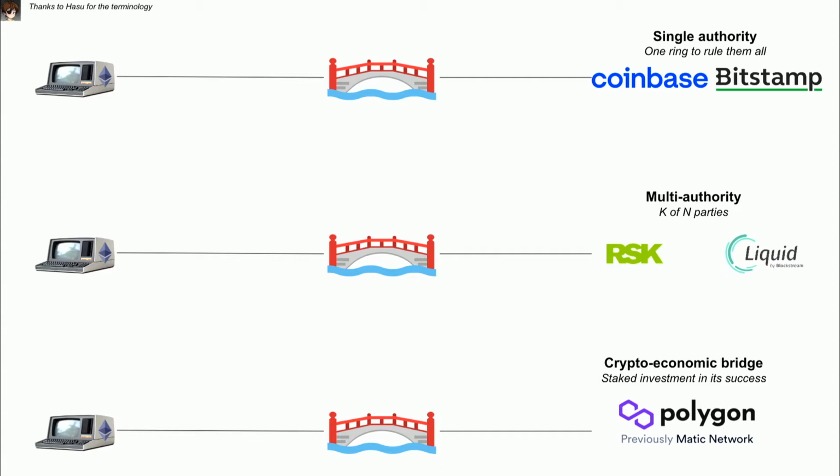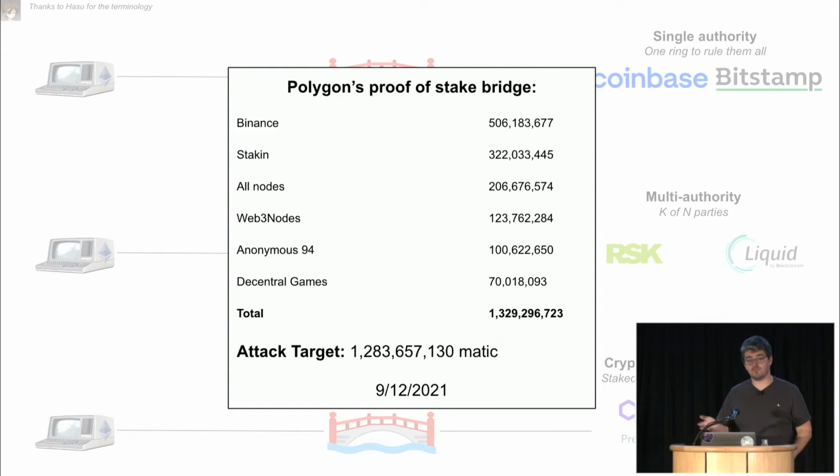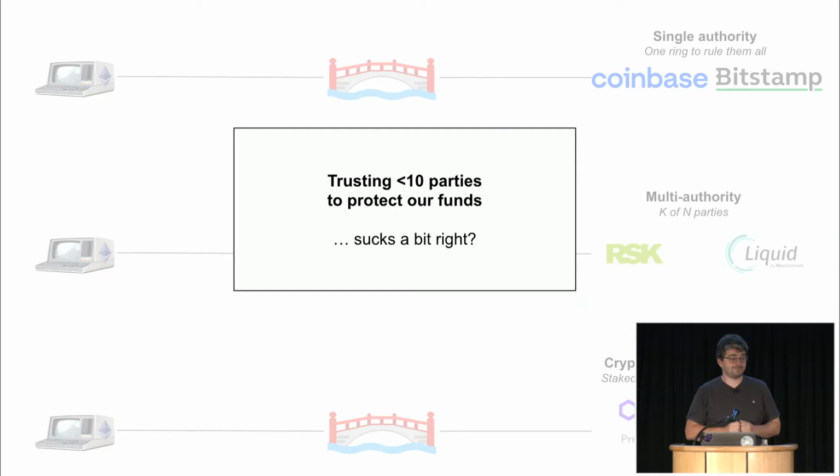But even with these crypto economic bridges, they're basically just multi-authority. Back in 2021, around six entities controlled 85% of the stake on Polygon. If they all collude, they could steal the funds. But at the same time, if they all work together, they can protect the funds in the bridge. But what's really annoying is that in all of these systems, we're trusting less than 10 parties to protect our funds. And this sucks, right?